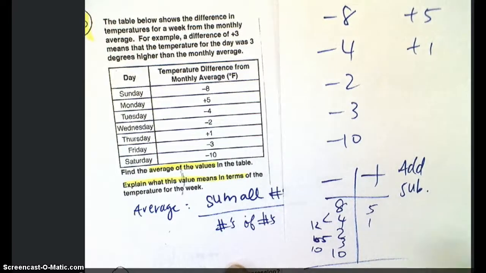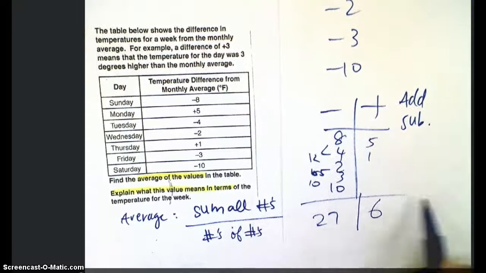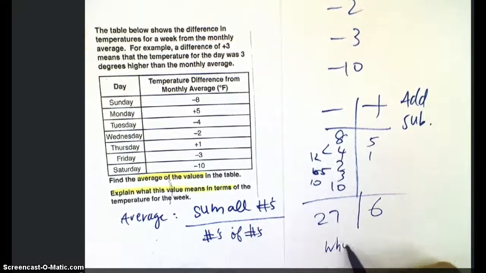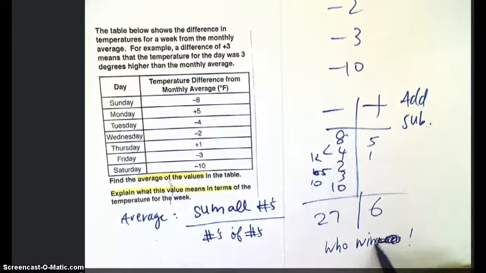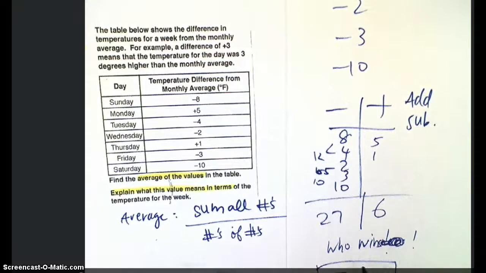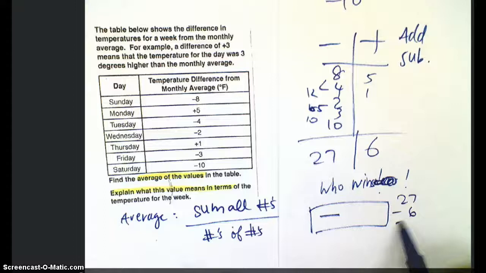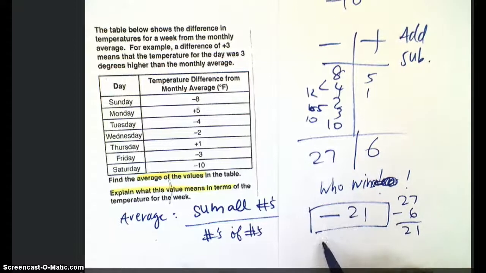That's 27 for the negative and 6 for the positive. I can simply look at my T for teams, and whoever wins is going to be my answer. So it's going to be a negative answer, and I'm going to subtract because I want to see by how many points the positive team lost or the negative team beat the positive team by. So I'm going to subtract the two numbers and get 21. So the answer is the winning team, by how many points did they win?